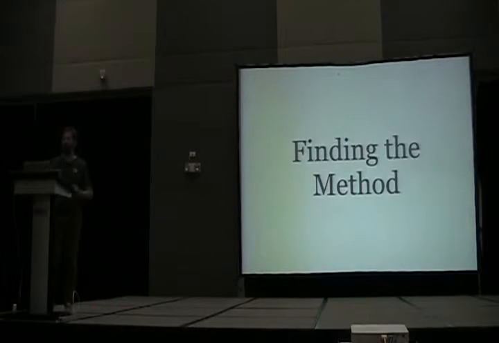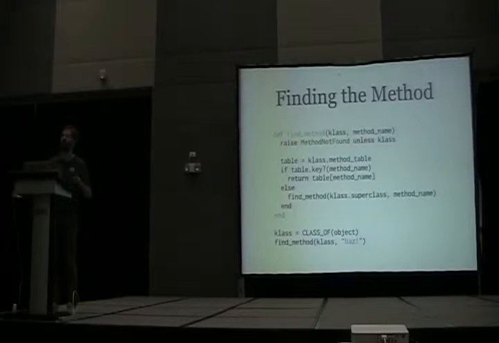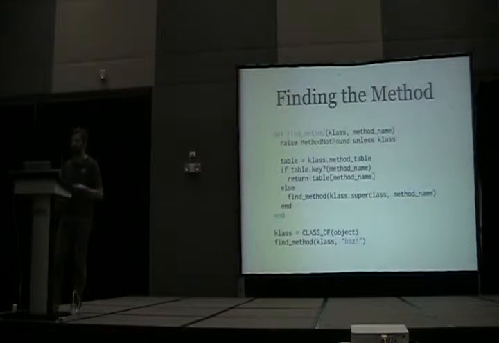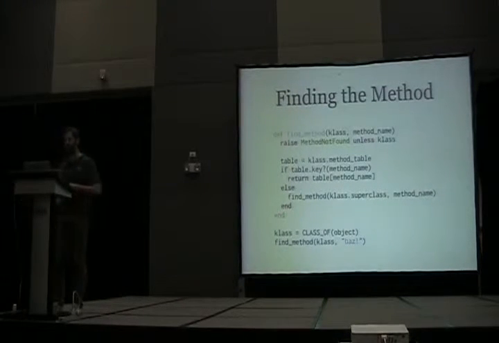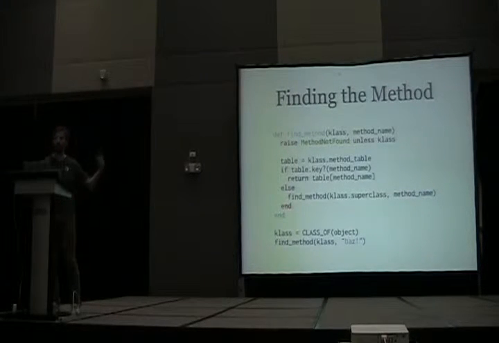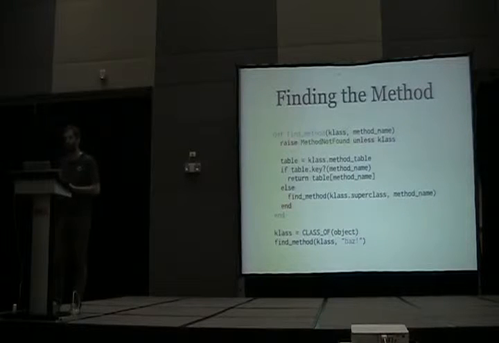So how do we actually find that method? It said we had that function VM search method, but how do we actually find that method? The way it's found looks something like this. I've taken the C code and translated it into Ruby, so it's a bit easier to understand. Essentially what we're doing is looking up a method table on the class and looking for the method on that method table. And if it doesn't exist, then we try the superclass, et cetera, until we actually find it.